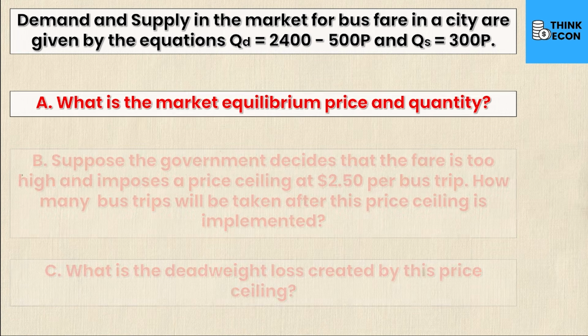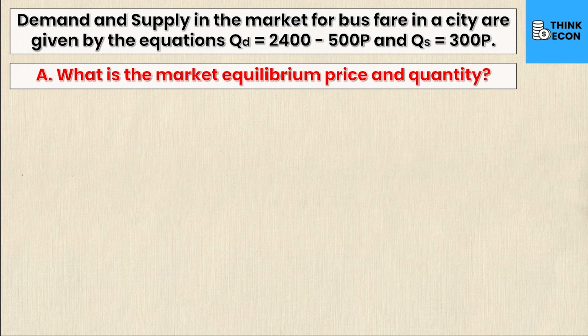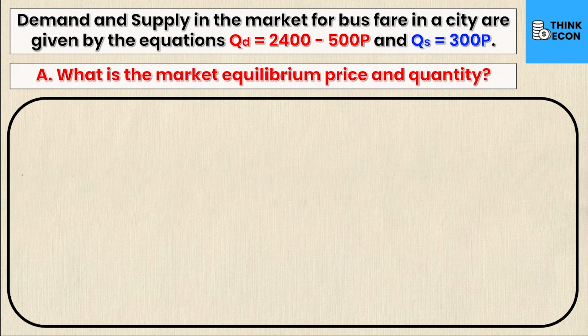Let's begin with Part A. What is the market equilibrium price and quantity? Well, to solve this, we need to look at our two equations, the QD and QS equations given to us in the question. And we know that in equilibrium, QD is equal to QS. That is, that quantity demanded is equal to quantity supplied. And if that's the case, then I can just set these two equations equal to one another.